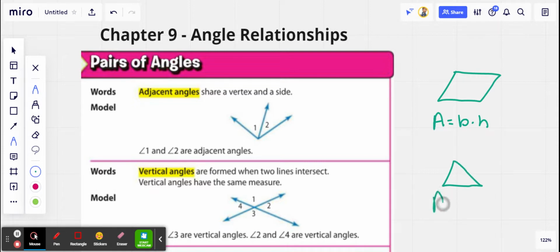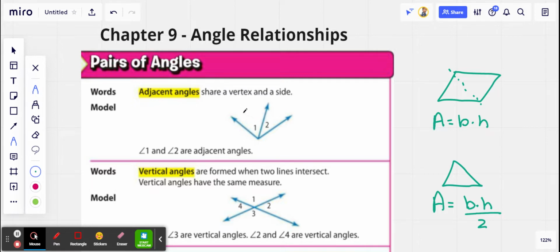The area of a triangle equals base times height divided by 2. Because if we split a parallelogram in half, what's it create? 2 triangles. And so that's the reason we divide by 2. Today we are going to work on learning the angle relationships.